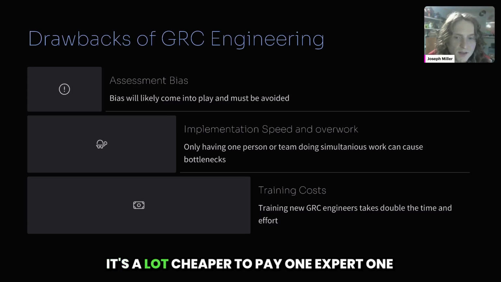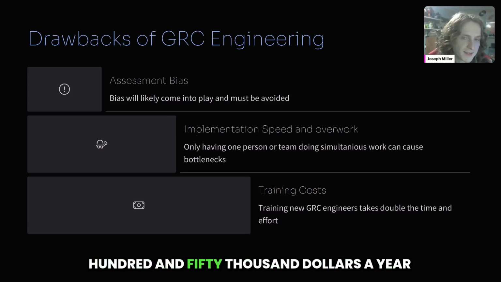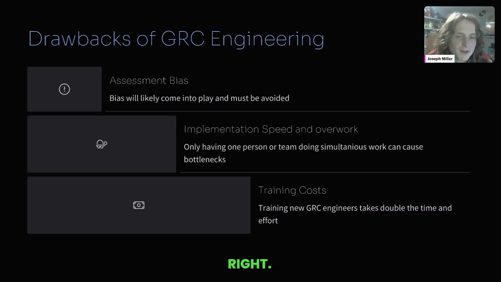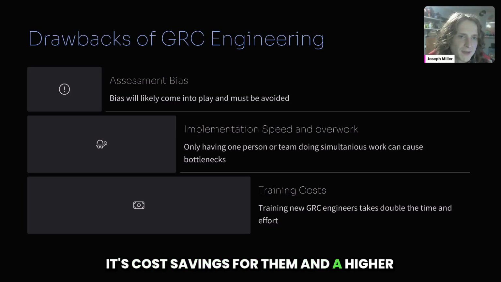It's a lot cheaper to pay one expert $150,000 a year that can do both jobs than it is to pay two or three $100,000 a year, right? It's cost savings for them and a higher benefit of pay for you. But now we're going to move to some of the drawbacks, though.